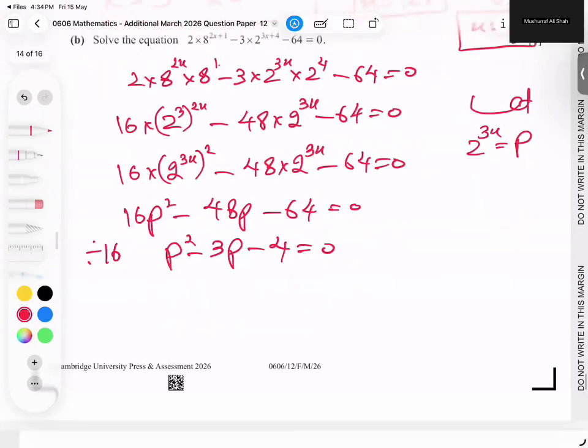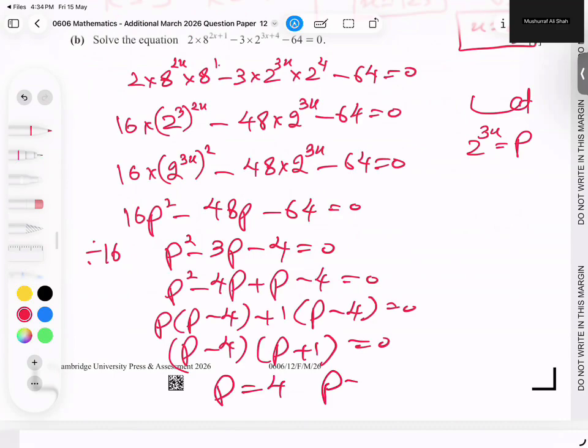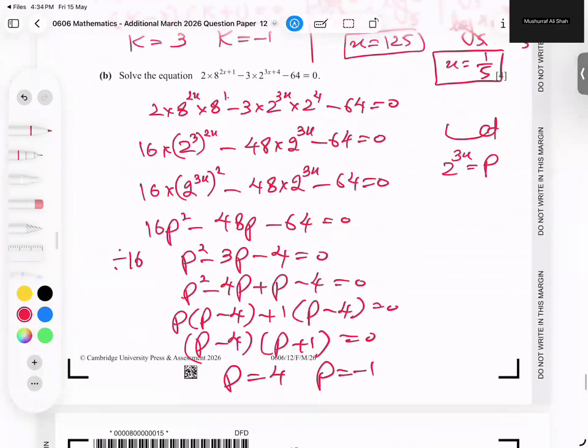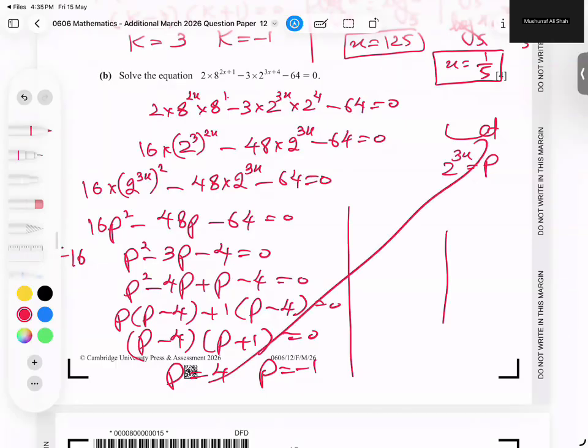Now factorization only. So 4p plus p common, p minus 4, plus 1 common. I'm getting 2 answers. The p value is 4 and the p value is minus 1. So I'm going to plug in, students. Again, a problem of space. Do we have an extra page available at the end? So I'm going to plug them in one by one.